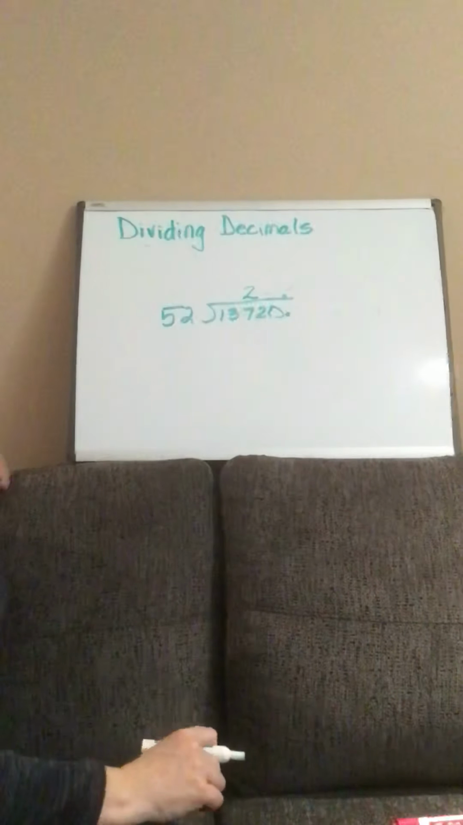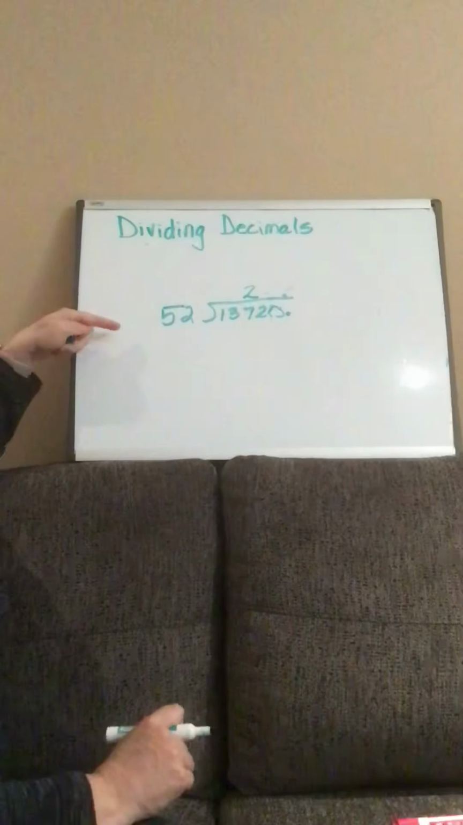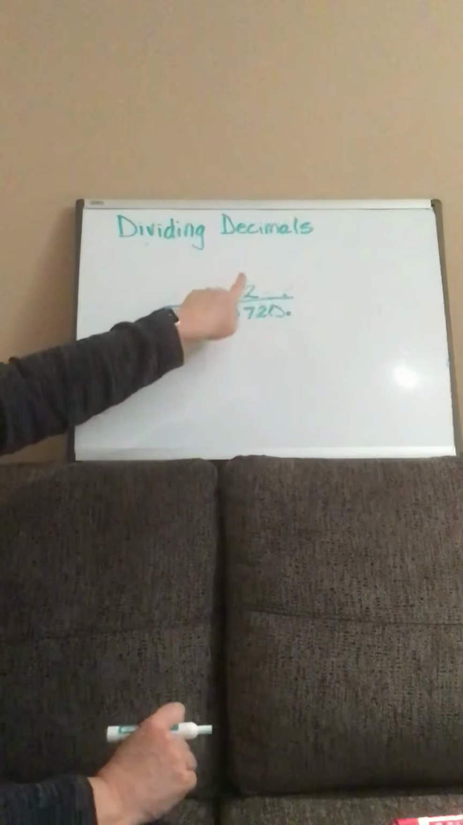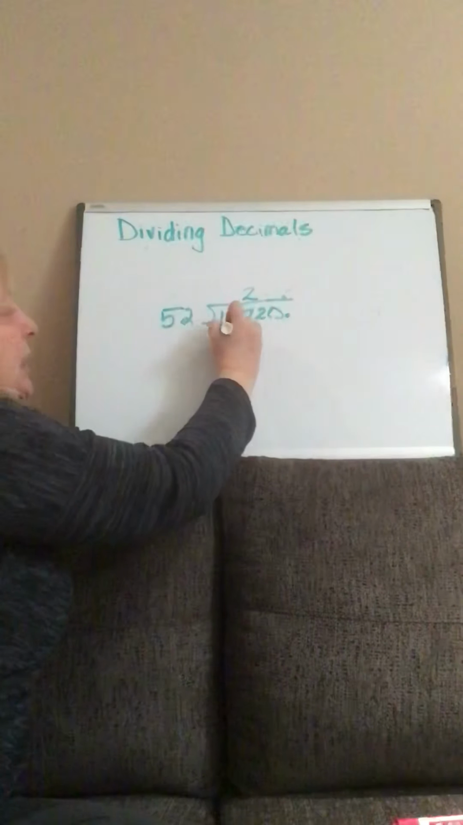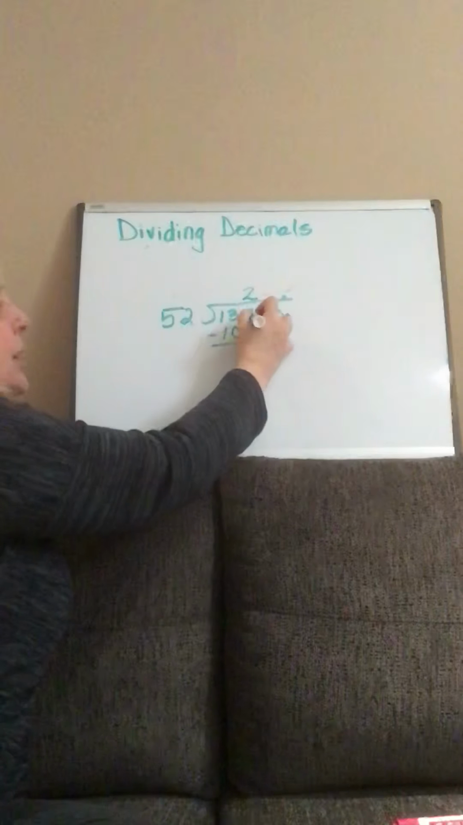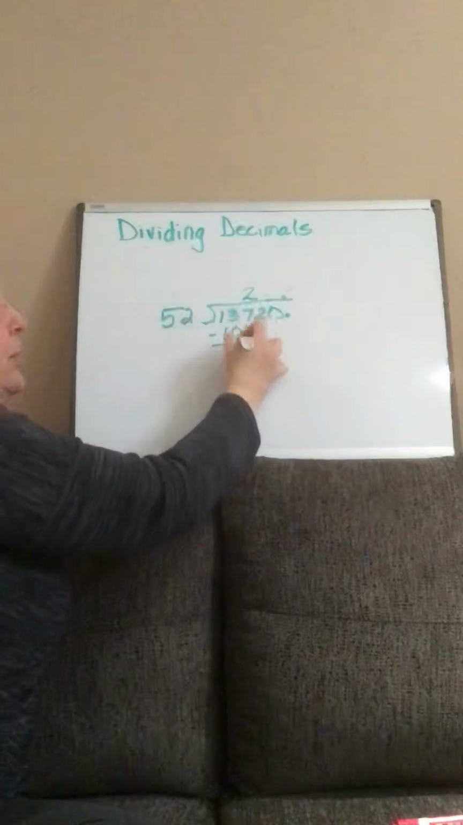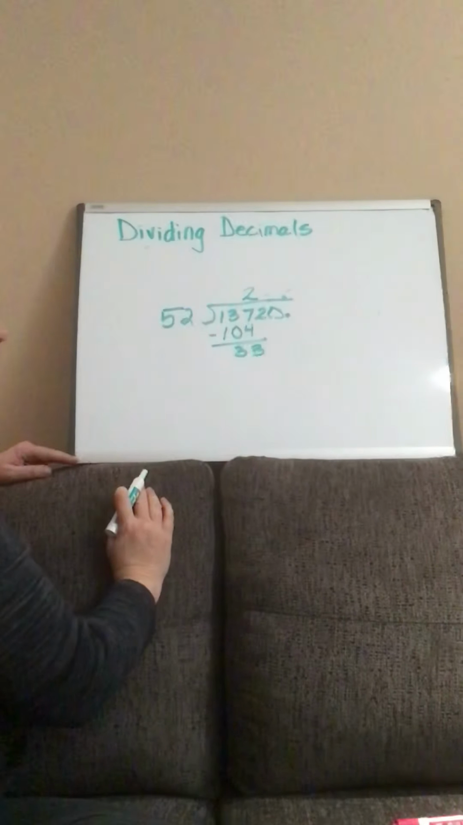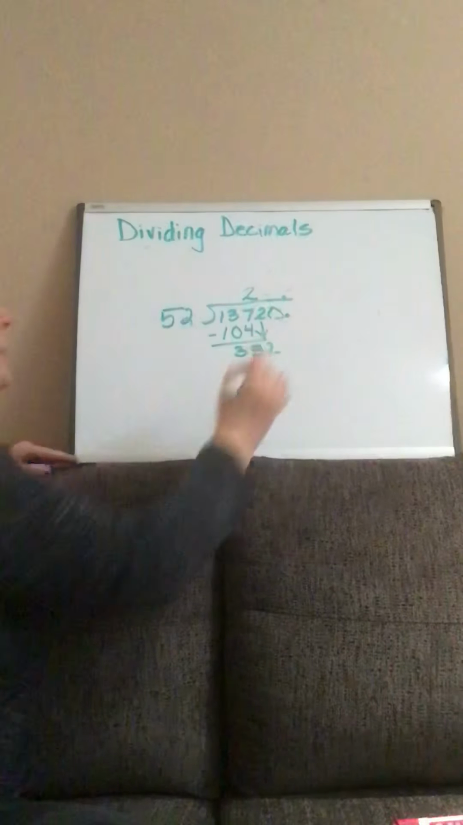And how did I know that? Well, I know 50 and 50 is 100, but 50, 50, and 50 is 150, which is much more than 137. So I know I only have 2. So 52 times 2 is 104. I subtract: 7 take away 4 is 3. 3 take away nothing is 3. 1 take away 1 is 0. I bring this 2 down.